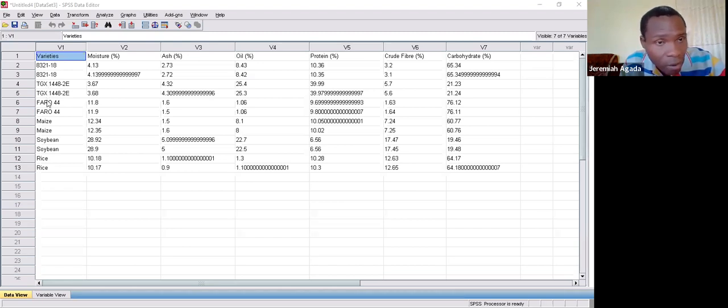This is farro. Farro is rice. TGX is soya beans. And then this is maize. I'm just trying to remember the result. It's been a while since we did this.